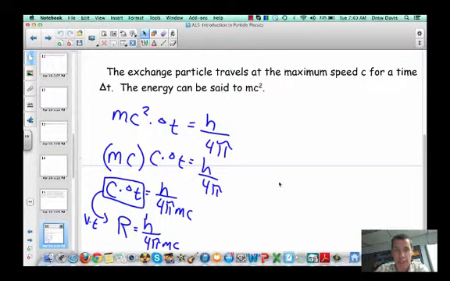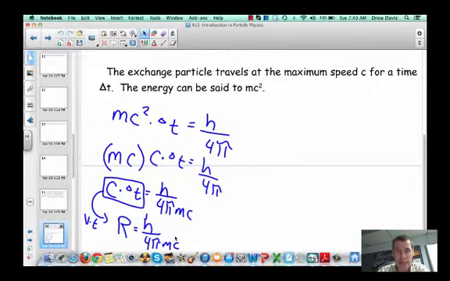Now c is the speed of light and t is the time, and so if you take the speed of light and multiply it by the time, you get a distance, and that distance is the maximum range a virtual particle or exchange particle can travel, because it can't travel faster than the speed of light. So c times t is a velocity times a time, which is a distance or a range. That's the farthest that particle can go, and that c times t, or range, equals h over 4 pi mc. So if you know the mass of the exchange particle that's created, you can use that information to find out how far it'll travel.